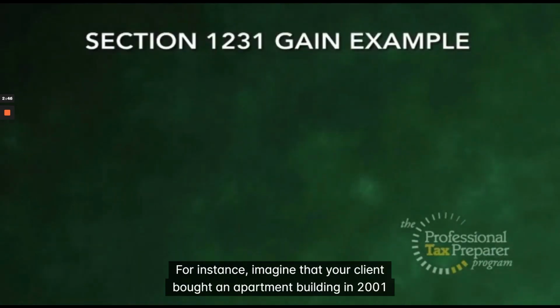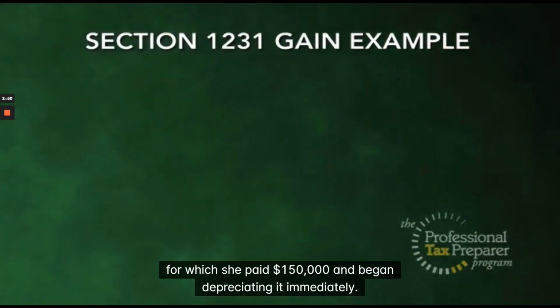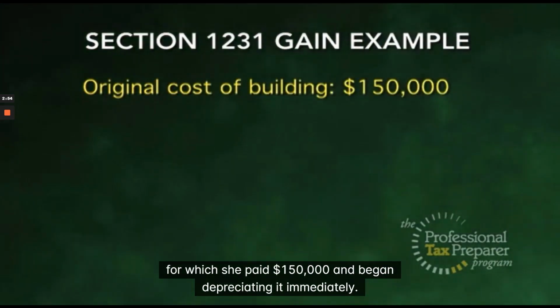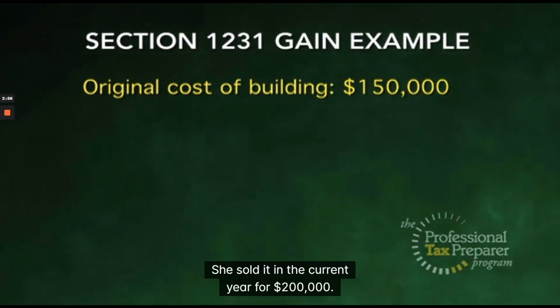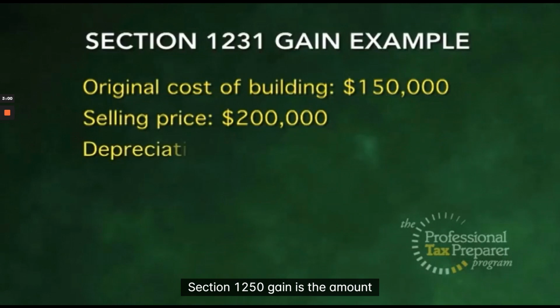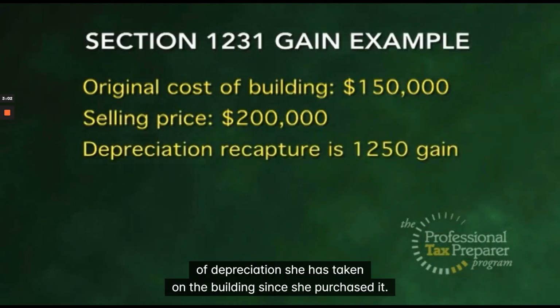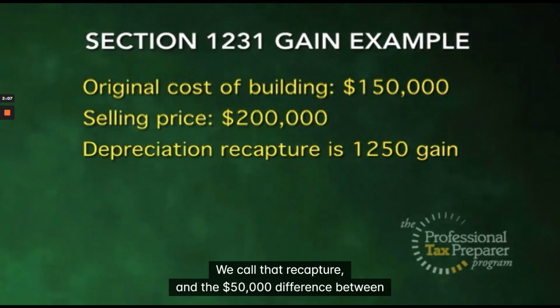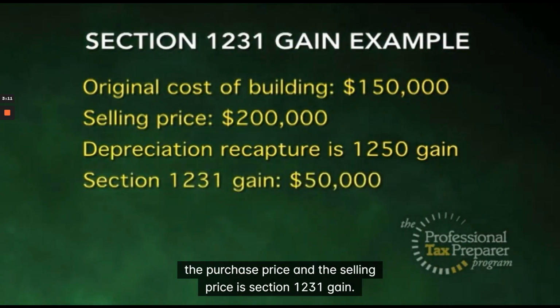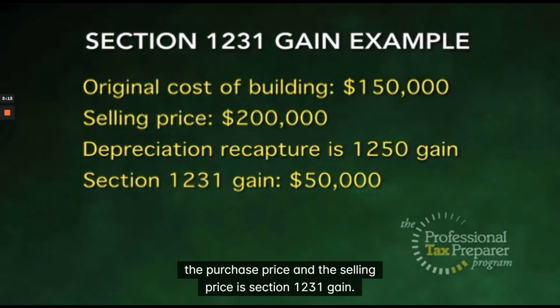For instance, imagine that your client bought an apartment building in 2001 for which she paid $150,000 and began depreciating it immediately. She sold it in the current year for $200,000. Section 1250 gain is the amount of depreciation she has taken on the building since she purchased it. We call that recapture, and the $50,000 difference between the purchase price and the selling price is Section 1231 gain.